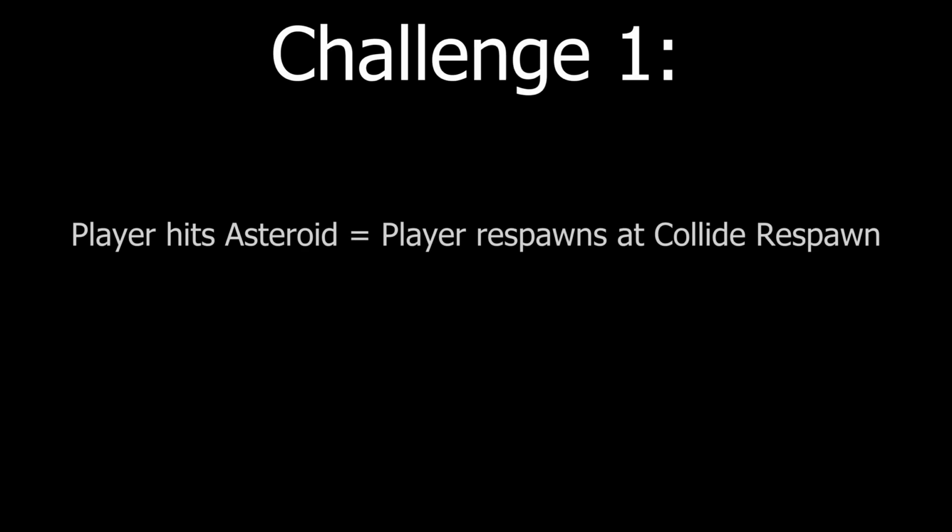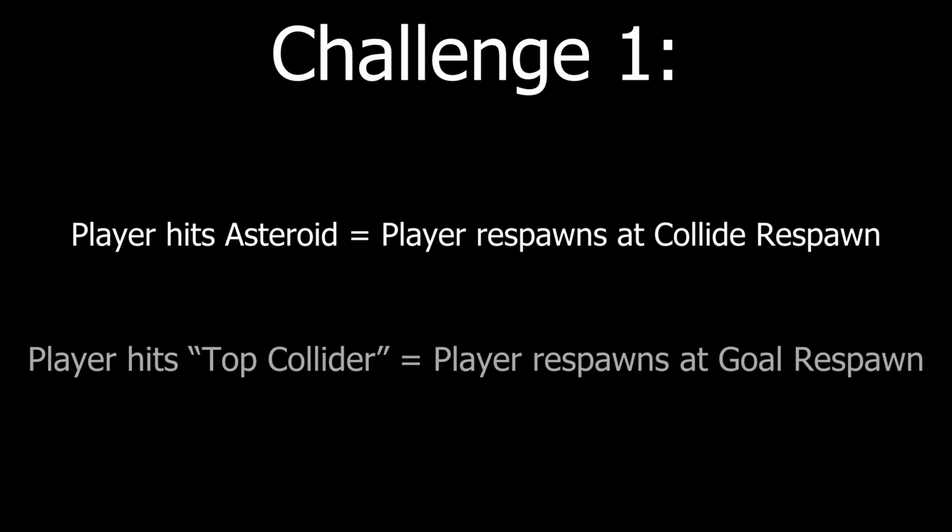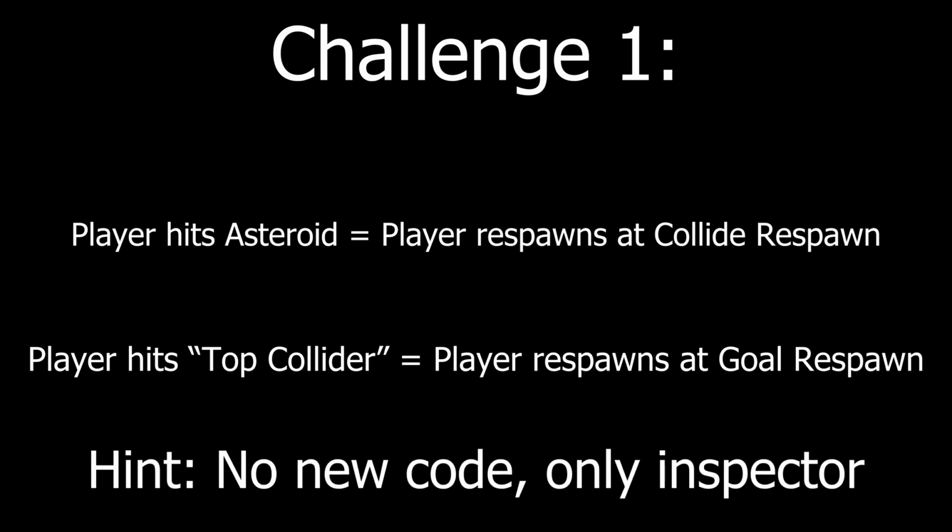Challenge 1 is the following. Make sure when the asteroids collide with the player, the player respawns in one spawn, and then when the player hits the top of the screen, they wrap around to the bottom of the screen. As a hint, you won't need to add any new code, and everything can be done in the Player Game Object's Inspector. If this challenge is too easy for you, then I will issue a bonus challenge.